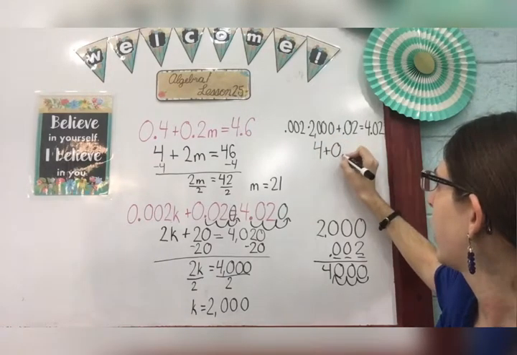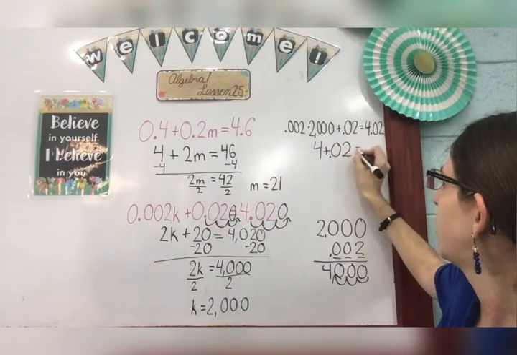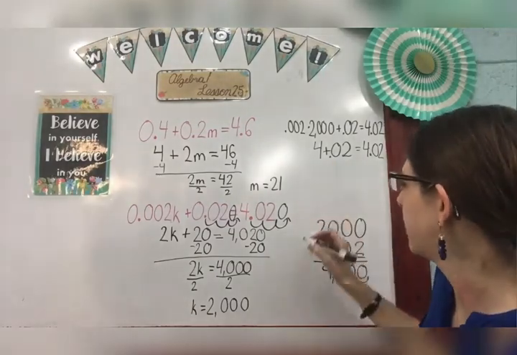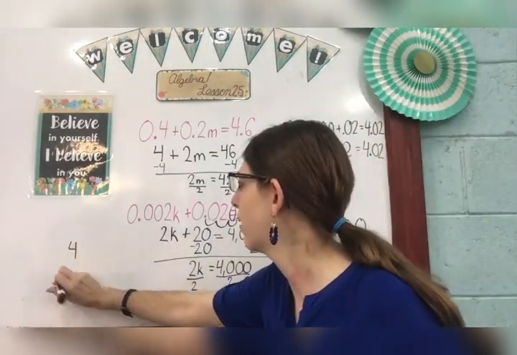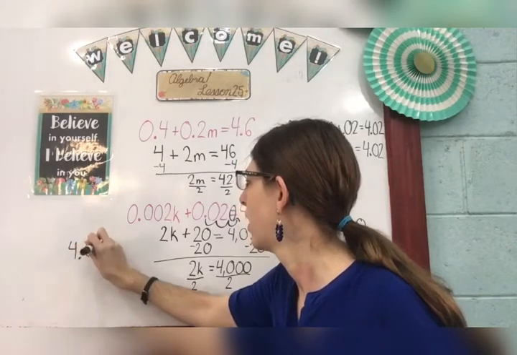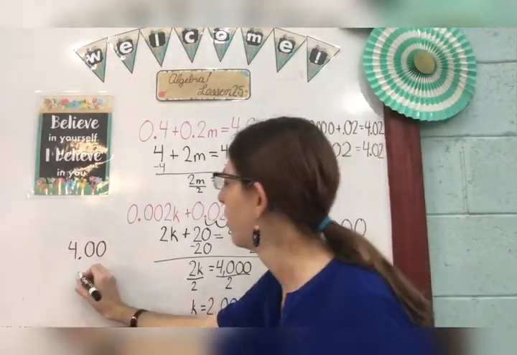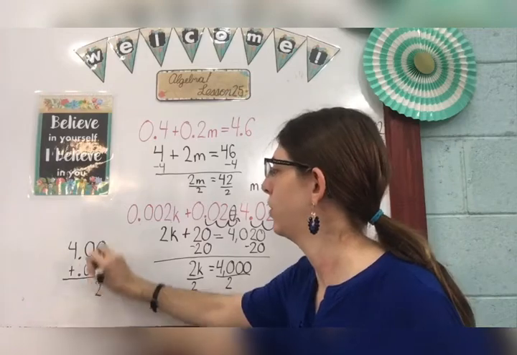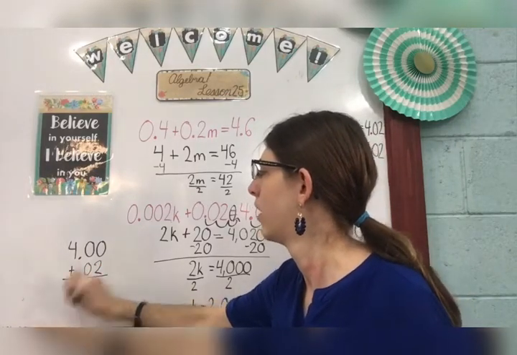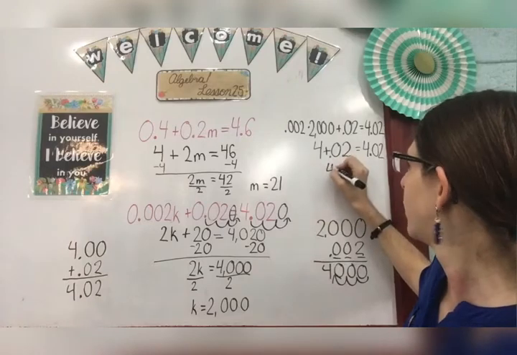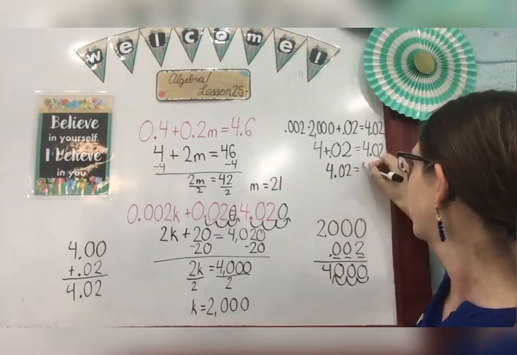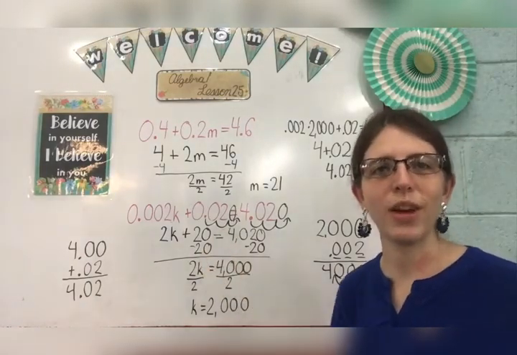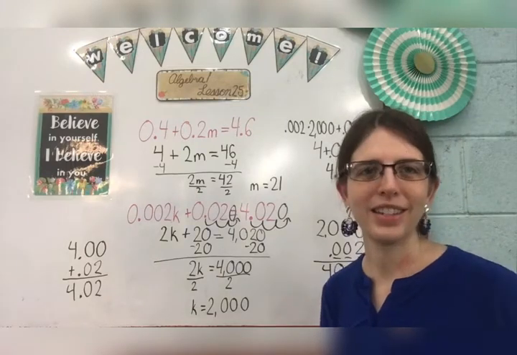So now I have 4 plus 0.02 equals 4.02. Well, 4 plus 0.02, if I write it over here so you can see it even better, 4 could be written as 4.00 added to 0.02, 4.02. So I have 4.02 equals 4.02. So that proves that this is an accurate way to solve equations with decimals. Okay, go ahead and pause now to do your practice.